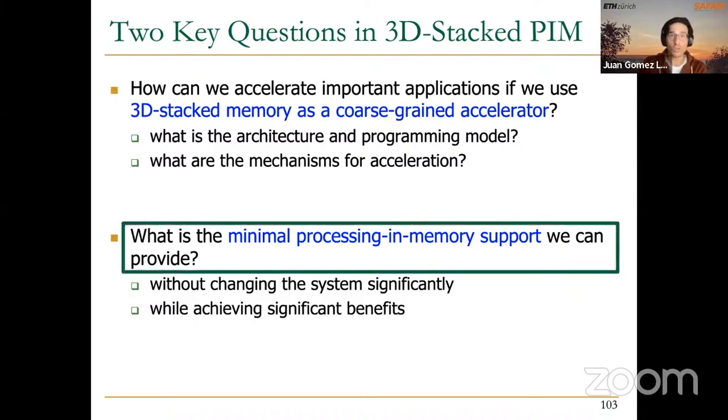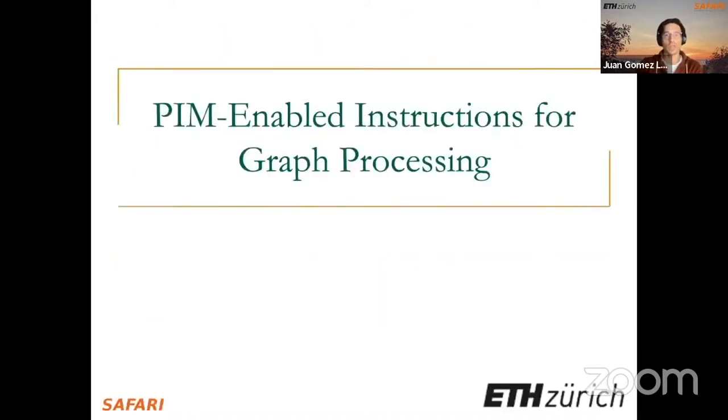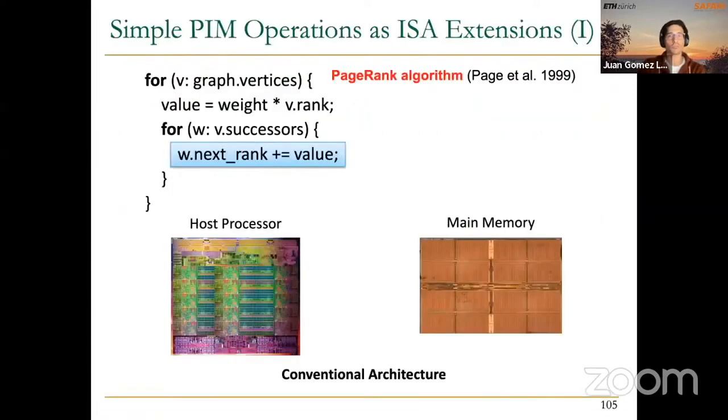We desire computing systems be cheaper, like laptops that we use, cell phones, etc. So what about providing processing in memory capabilities, but with minimal support, with minimal modifications? And that's this PIM-enabled instructions paper that was presented actually at the same time as the Tesseract proposal. For the motivation, again, we go back to the PageRank algorithm.